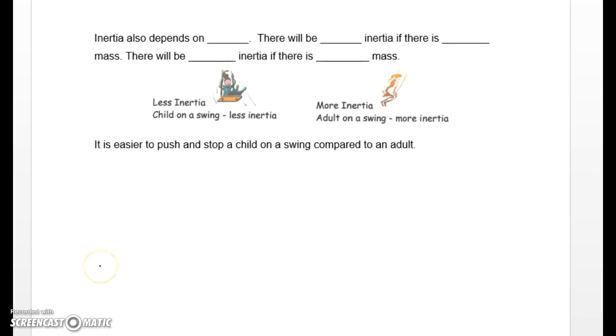Okay, so inertia also depends on one other factor, which is mass. There will be less inertia if there is less mass, so there's less resistance the lower your mass is. There will be more inertia if you have more mass. Say for example, we have one child on a swing versus an adult on a swing. It's going to be much easier to push a child on a swing compared to an adult. You guys know that maybe from experience, but now we're putting this into reasoning. Why is it easier? You say, well, it's because the adult weighs more. Well, it's also because the inertia of their body is resisting that change. Okay?